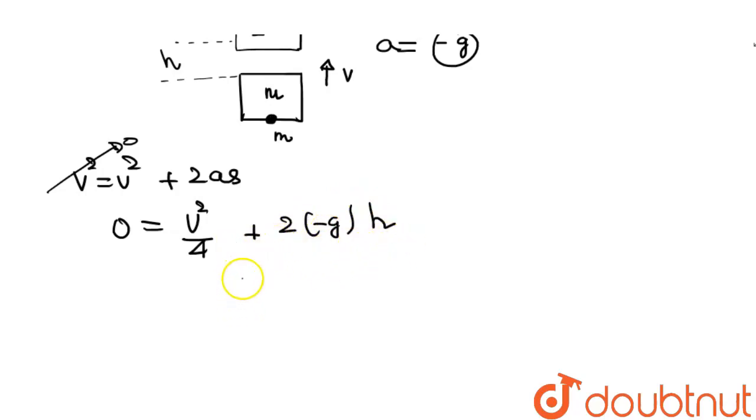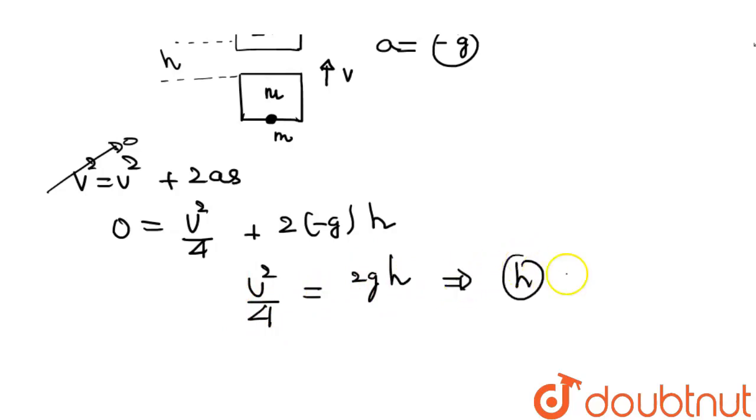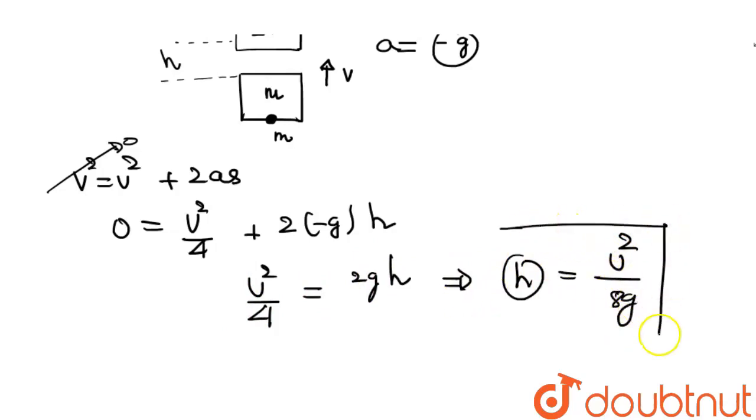So u square divided by 4 will be equal to 2g times h, and the expression of h will be equal to u square divided by 8g. This will be the distance that the block traveled. So this will be our answer.